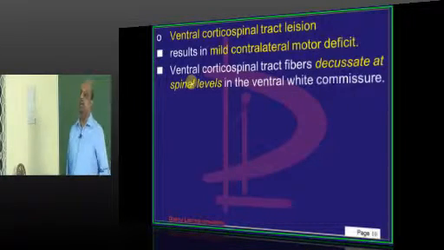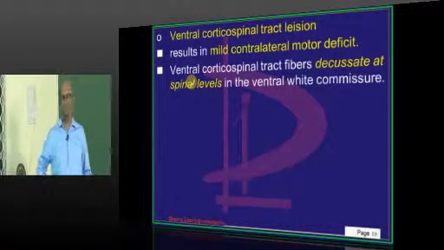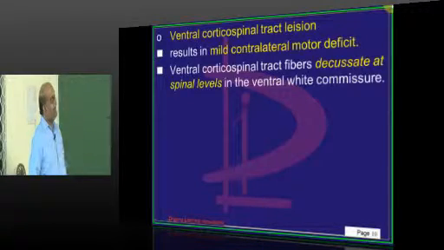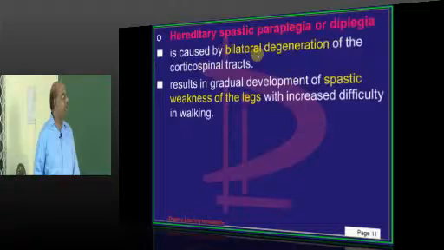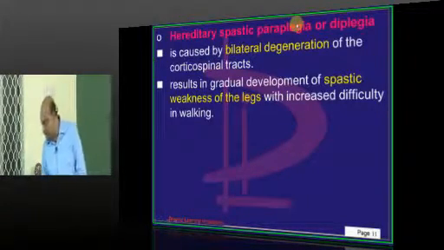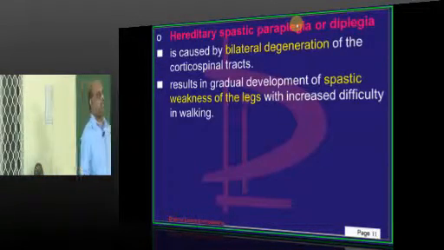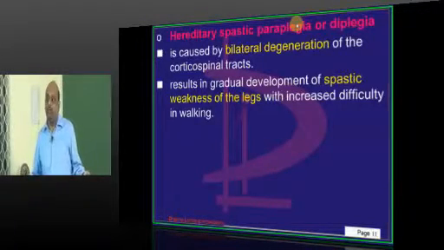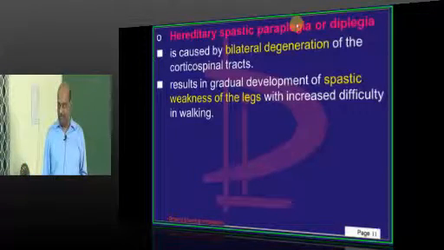Then that's all the story of the lateral corticospinal tract. The remaining tracts are very easy. Their lesions: the ventral corticospinal tract lesion leads to a contralateral motor deficit. And now comes a very important few examples of where you find this kind of corticospinal tract involvement. There's an entity called hereditary spastic paraplegia.